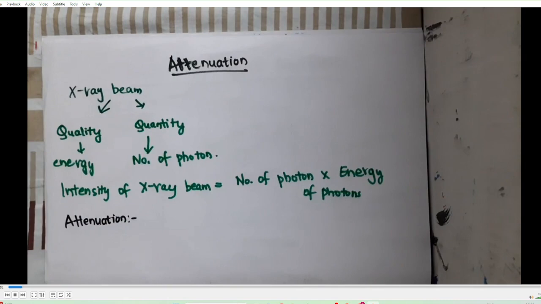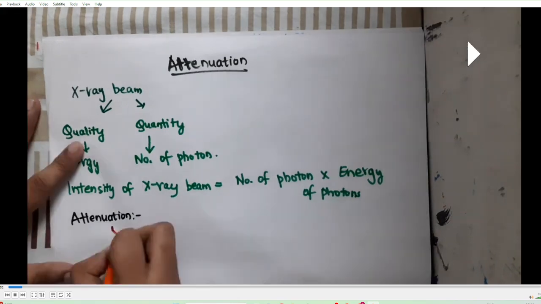of the X-ray beam. A beam of 50 kilo electron volts, that is greater energy, has greater intensity than the beam with 20 kilo electron volts. So the more the energy, the more is the intensity; the more the number of photons, the more is the intensity.